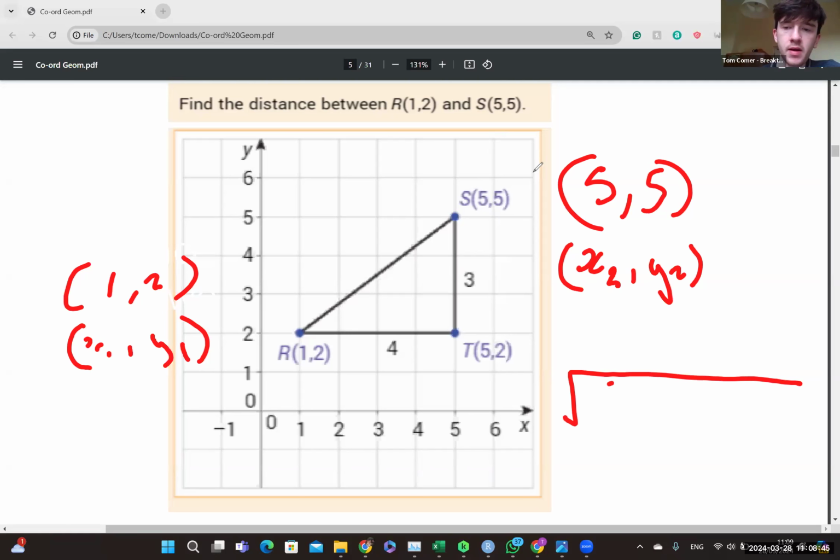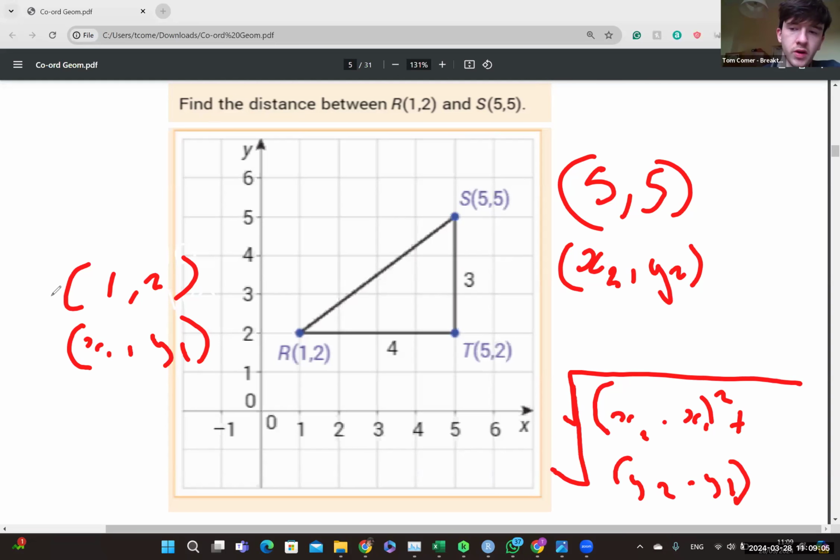And guys, our formula is the square root of x2 minus x1 squared plus y2 minus y1 squared, okay? We're square rooting all of that, and we squared all of that, right? And then what did you get, Dermot? I got 5 as my answer.